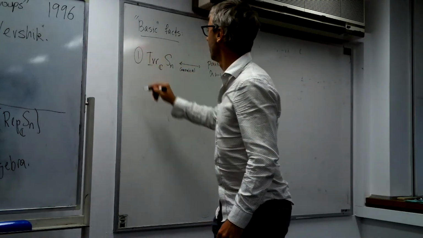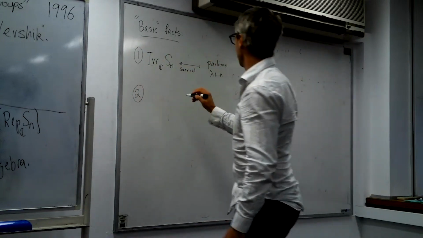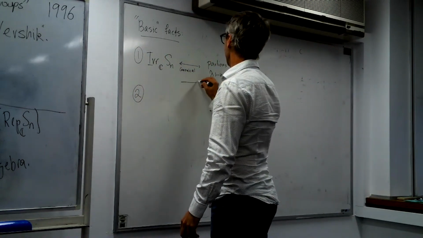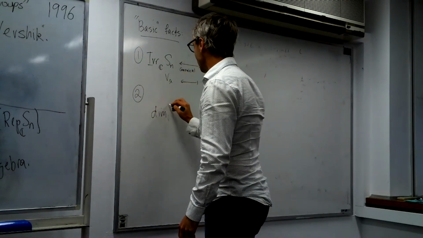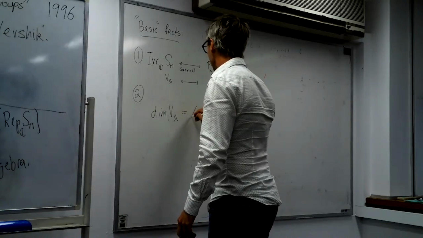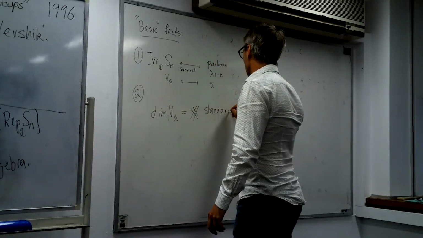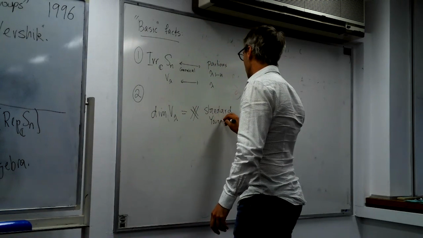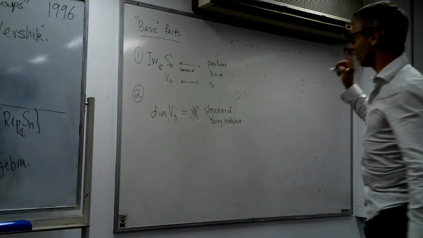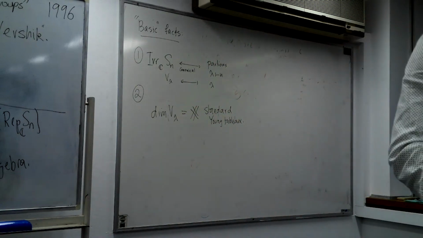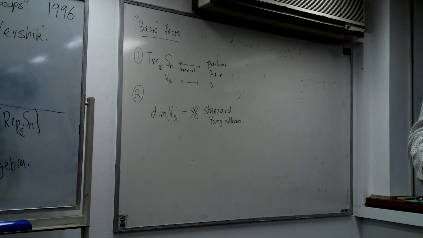The second basic fact is that if we have lambda here, I go across to V_lambda here, the dimension of V_lambda is the number of standard Young tableaux. Now, I ask a question without any obligation, I don't want anyone to feel any embarrassment. Does anybody not know what a standard tableau is?